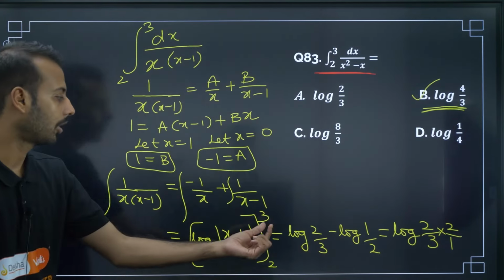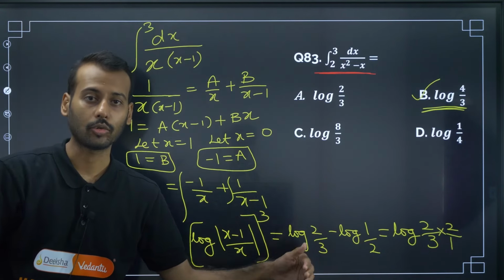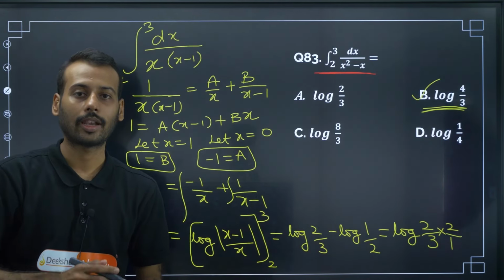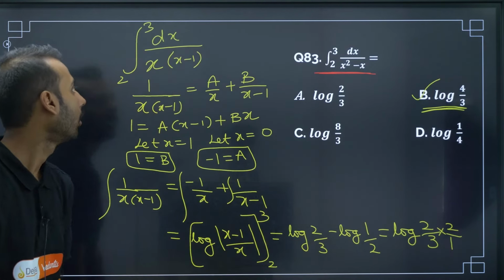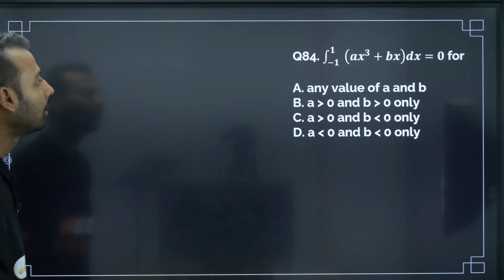Moving on to next, see here, log A minus log B is log A by B. I am using that property. Log A minus log B is log A by B. So using that I am doing this, although I have not written. Moving on to next question.